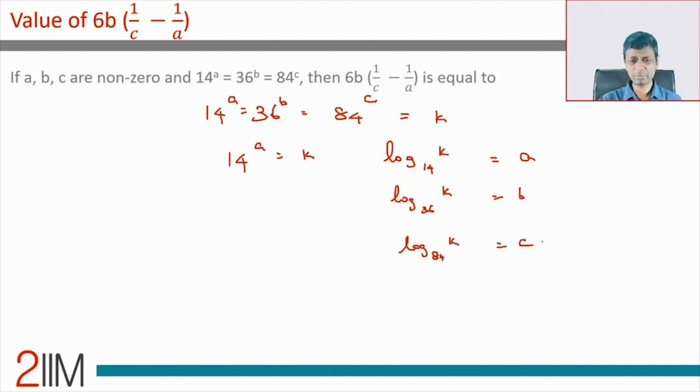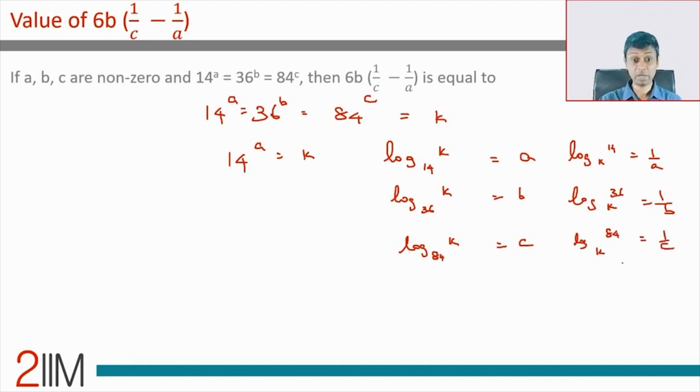But we're not dealing with a, b and c, we're dealing with 1 by c, 1 by a and all that. So let's see, can we flip this? Log 14 to the base k. Log k to the base 14 is a. Log 14 to the base k is 1 by a. Log 36 to the base k is 1 by b. Log 84 to the base k is 1 by c.